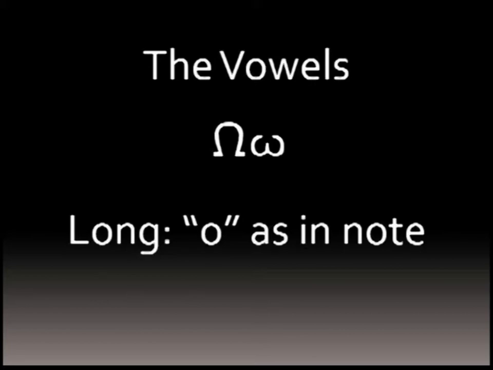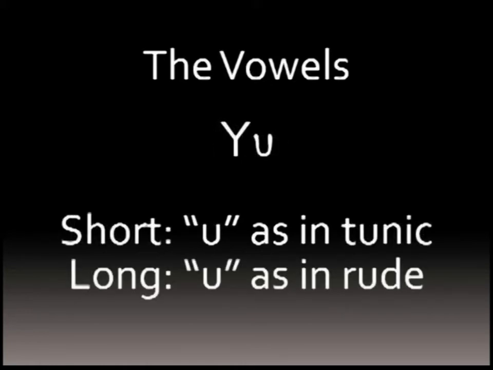You'll notice that there is very little difference in how it's pronounced between the short and the long, but it's the duration. The difference between obey and note, as far as the O is concerned, is how long it lasts. Obey, note. Don't make a big deal of this, but that's the difference. The upsilon, again, duration is the difference between the short and the long, so that the upsilon, the U as in tunic, and the long is the U as in rude.